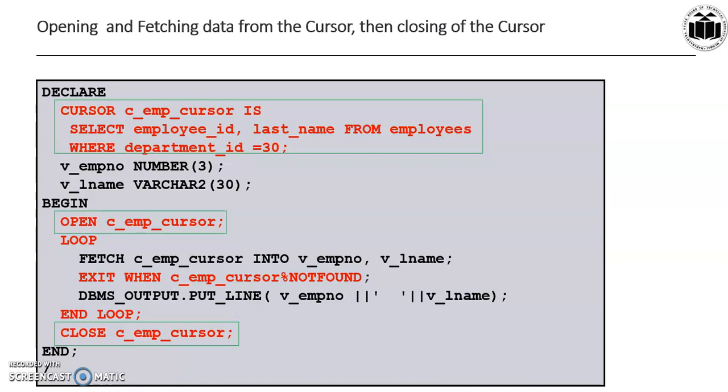After this operation, it is important to close that cursor with the help of a close cursor name statement, and then we need to terminate the block. So this is how you can declare the cursor, you can make that cursor available, you can fetch records from the cursor and store those values into the variables, and then you can free the memory area with the help of a close cursor name statement. So this is about explicit cursors using PL/SQL.